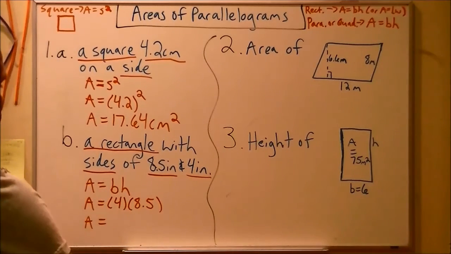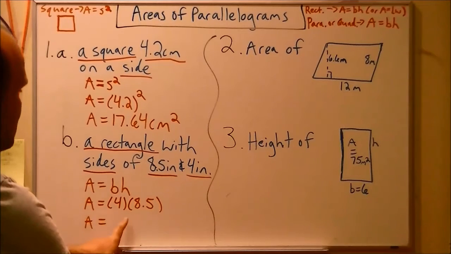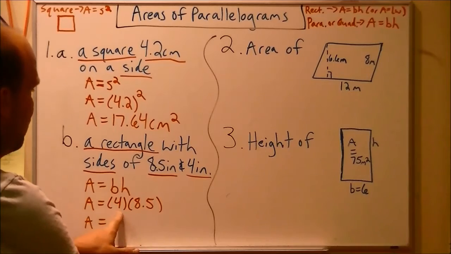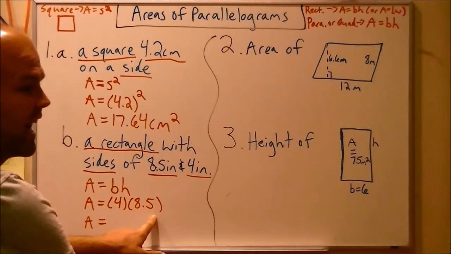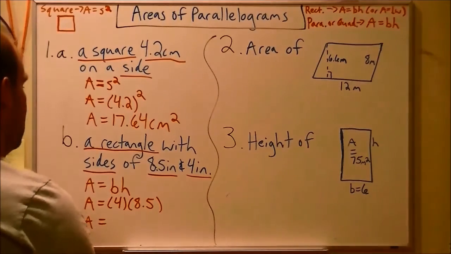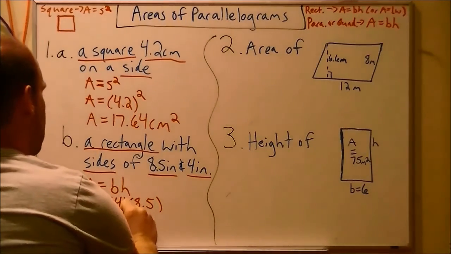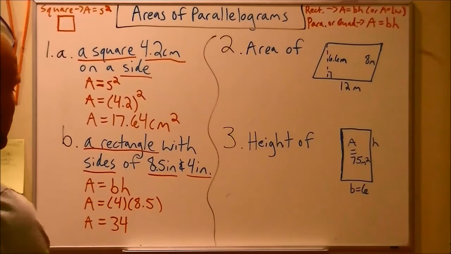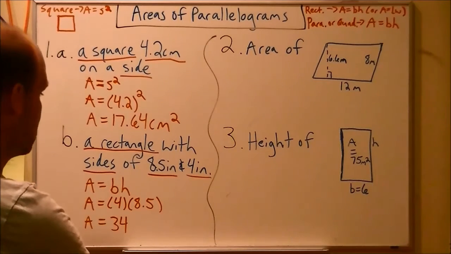Now I can do this one in my head. You can do this one in your head too. 4 times 8 is 32. 4 times 0.5 is 2. And so 32 plus 2 is going to be an even 34. Again, if you want to punch that in your calculator, that's okay. I won't hold that against you.